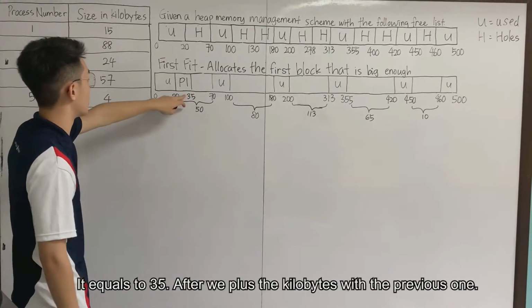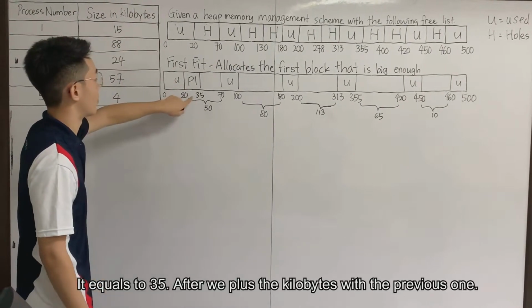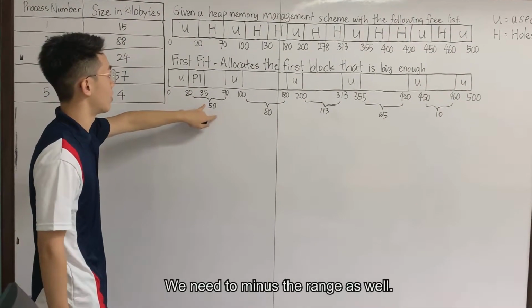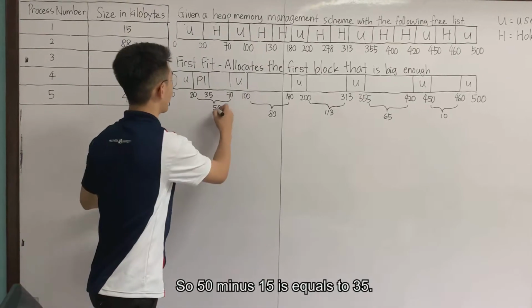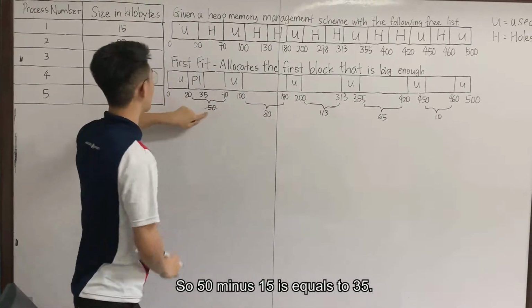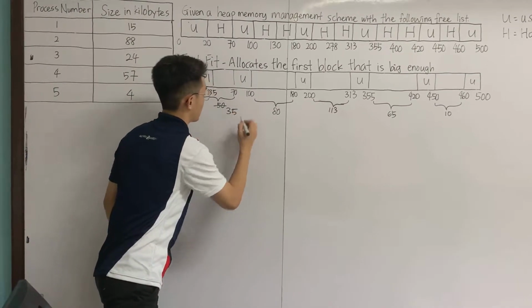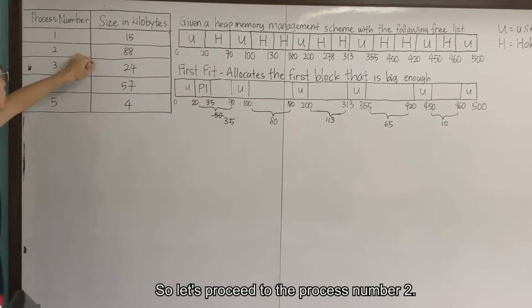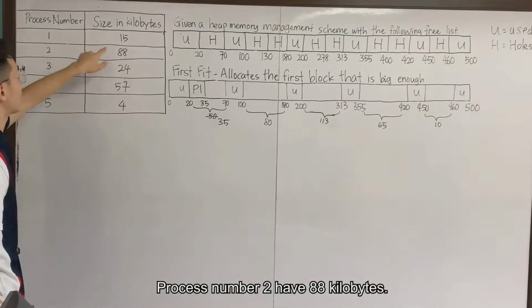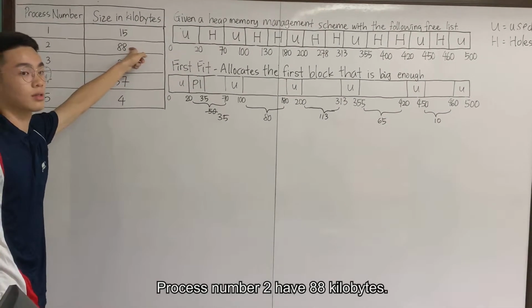After we pass the kilobytes with the previous one, we need to minus the range as well. So 50 minus 15 equals 35. So let's proceed to process number 2. Process number 2 has 88 kilobytes.